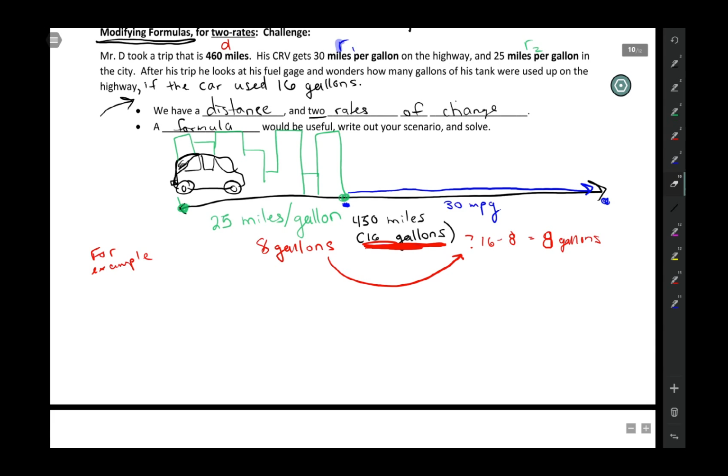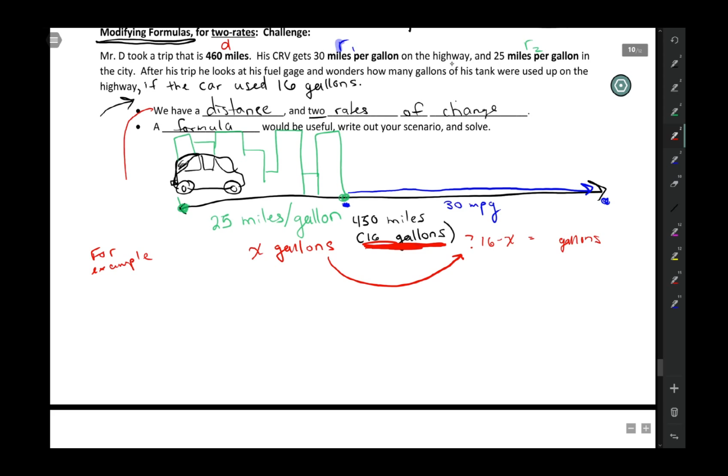And this is where our relation comes in. Say I use up x. We don't know the number of gallons I used in the city, and we don't know how many we used over here, but we know it's going to be less than 16. We can begin to solve.